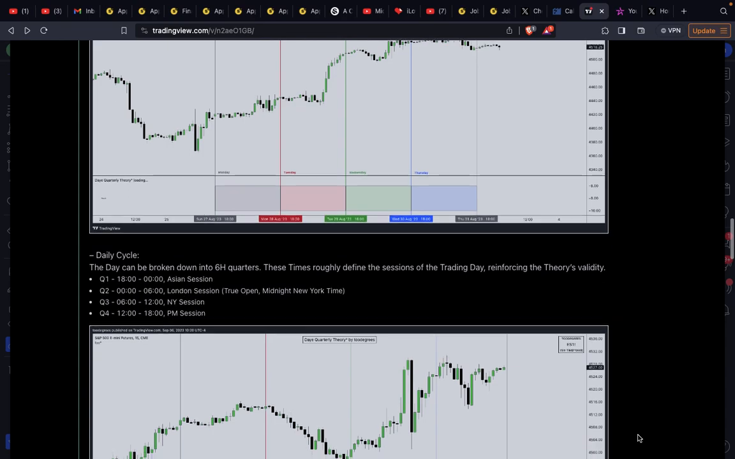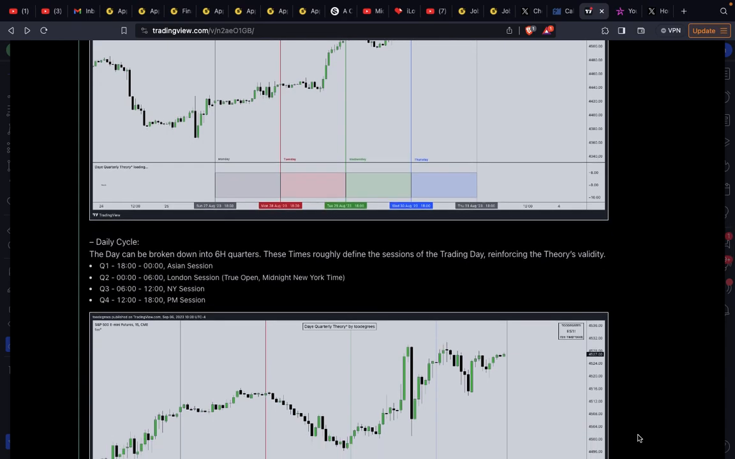Let's look at the daily cycle. The daily cycle can be broken down into 6-hour quarters. These times roughly define the sessions of the trading day, reinforcing the theory's validity. Q1, or the Asian session, is from 6 to midnight. Q2, the London session, is from midnight to 6. The true open is the midnight daily candle, at that time. That's the true open.